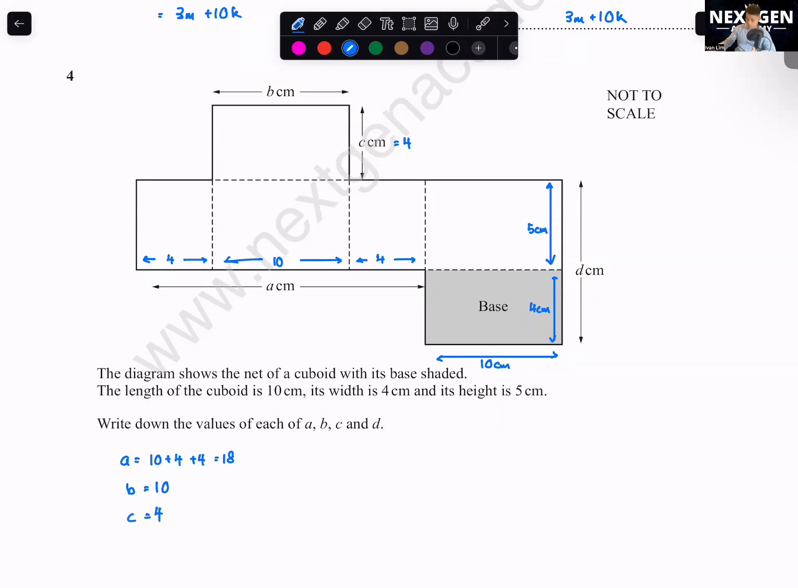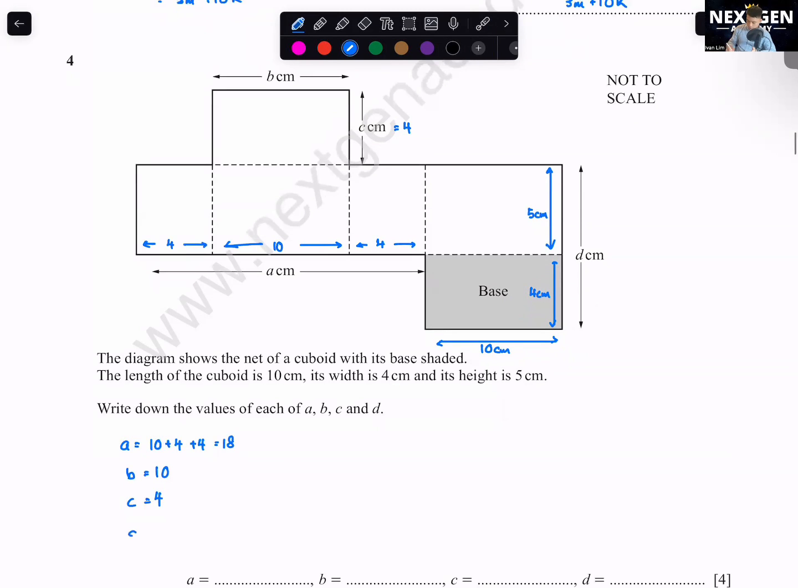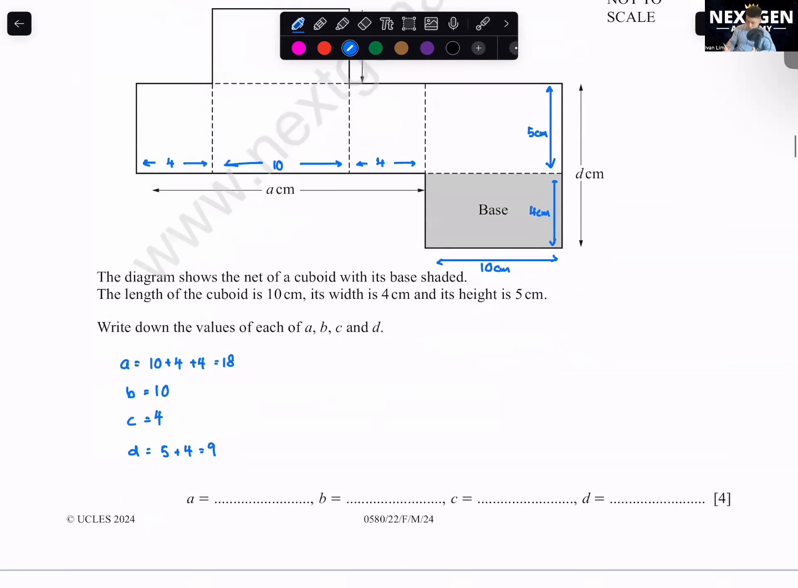Okay. One last one. D. We just add it up. We already labelled it. 5 plus 4, which equals 9. So here, 18, 10, 4, and 9. Okay, let's go to the next one. Very clear, just now some of you asked on this one. 18, 10, 4, and 9.